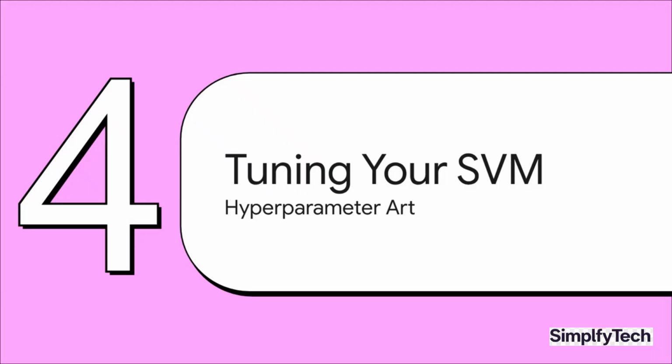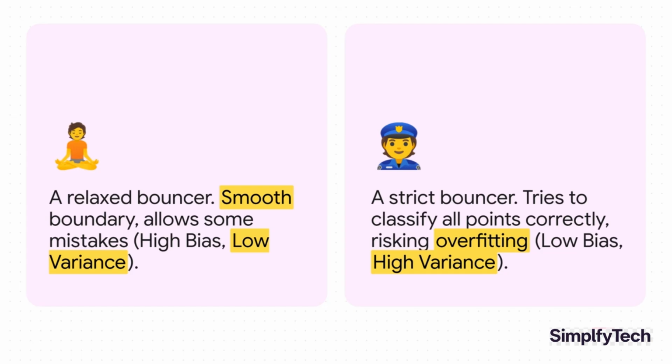So we've got our linear and our RBF kernels. But to really become an SVM master, we need to understand the two most important dials we can turn to fine-tune its performance. These are the hyperparameters C and gamma. Let's go back to our bouncer. Think of the C parameter as the bouncer's strictness level.